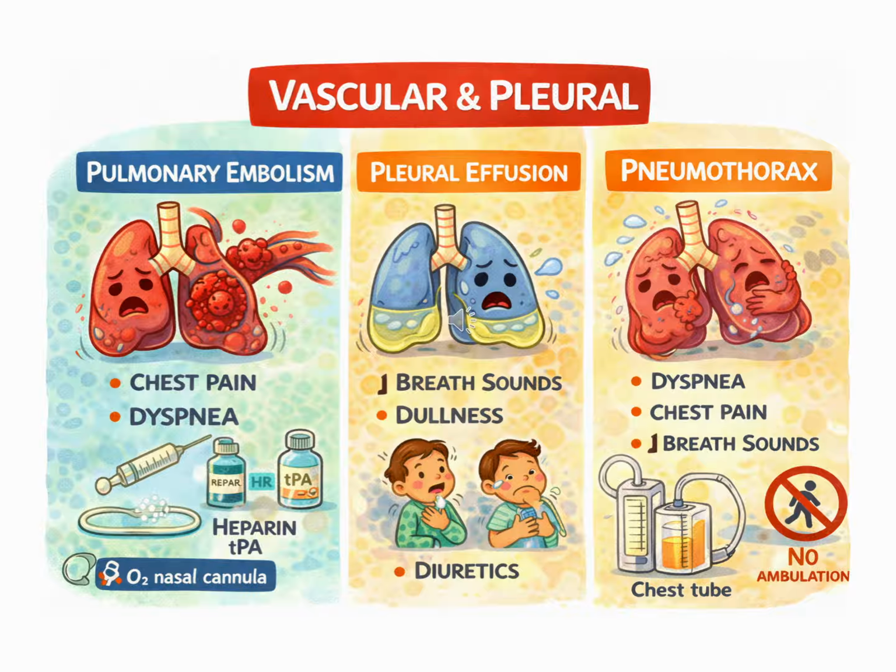Vascular and pleural disorders include pulmonary embolism, pleural effusion, and pneumothorax. Pulmonary embolism occurs when a clot blocks pulmonary blood flow, causing sudden hypoxia and cardiovascular strain. Patients will present with chest pain and dyspnea. Treatment would be heparin, tPA, oxygenation, and also turning patients on the left side for oxygenation.